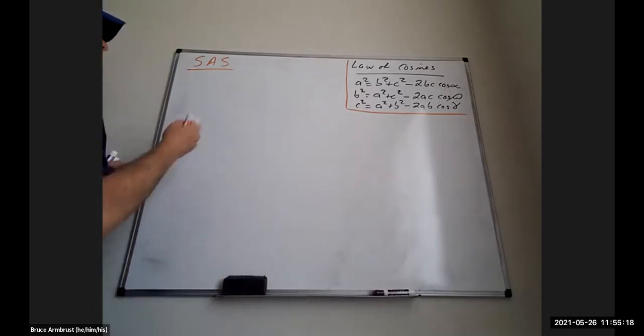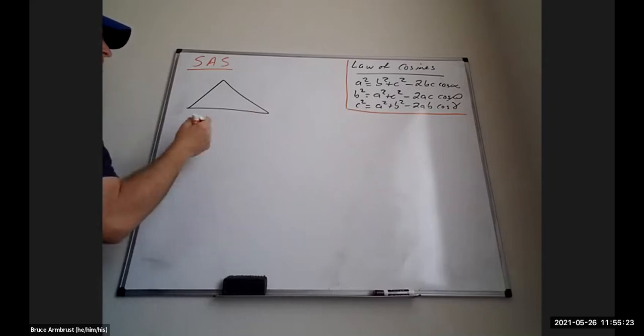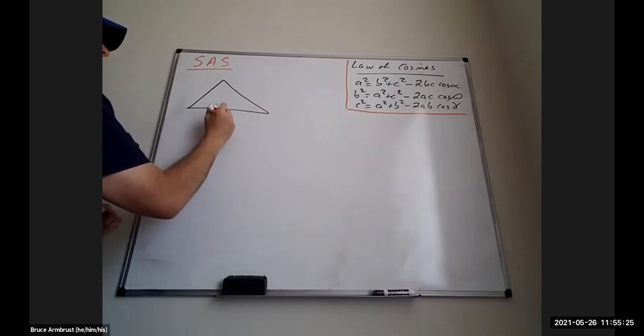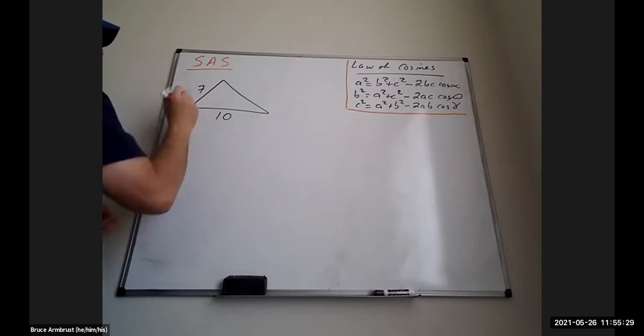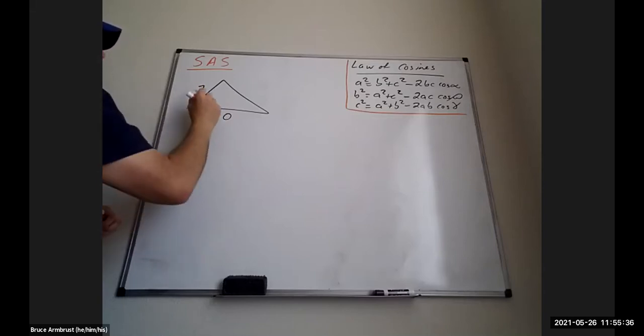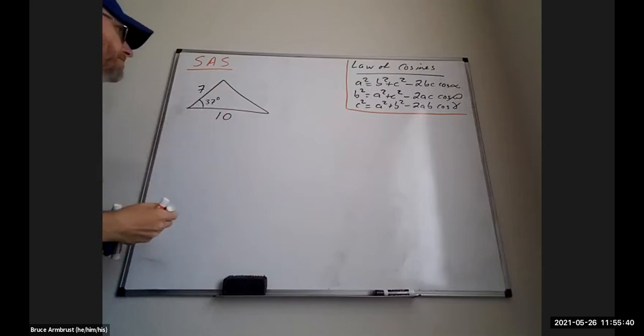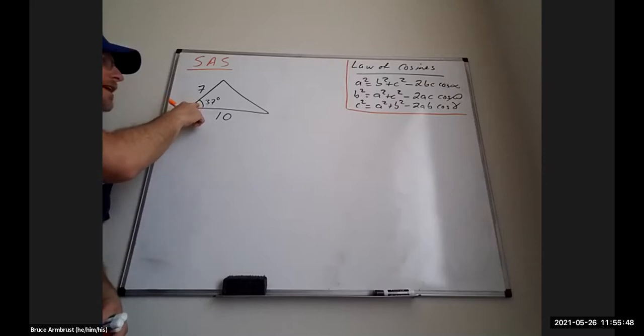So here you go. Here's a generic triangle. And let's say that we know that this length down here is 10. This length is 7. And let's say that we know that the angle in between them here is 37 degrees. So this is an example of side angle side. We know a side, then an angle, then a side.